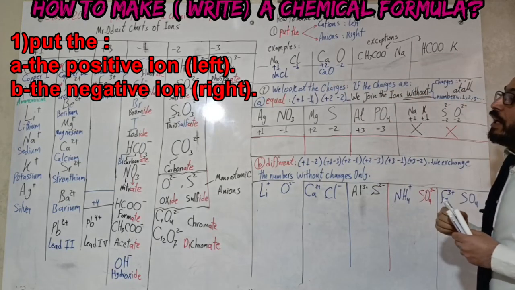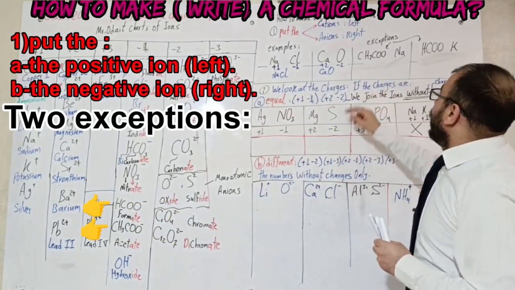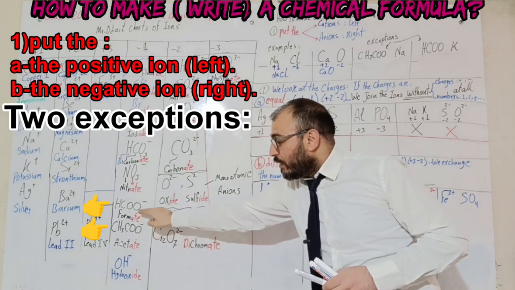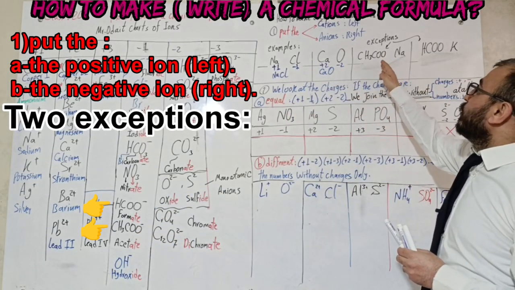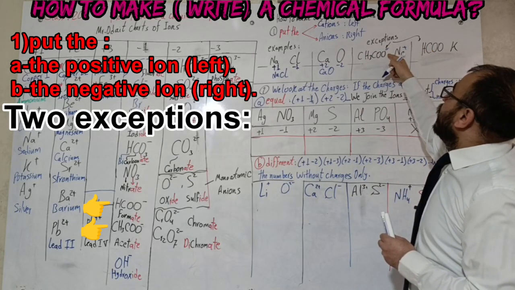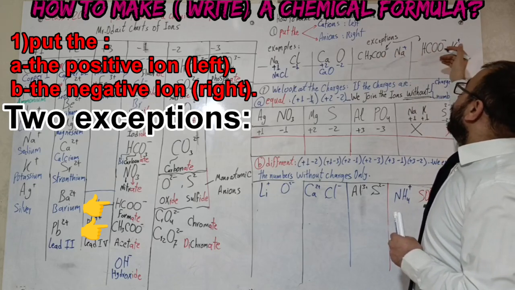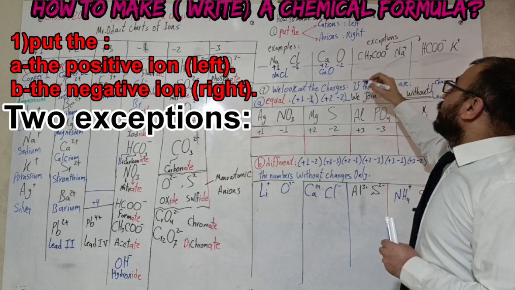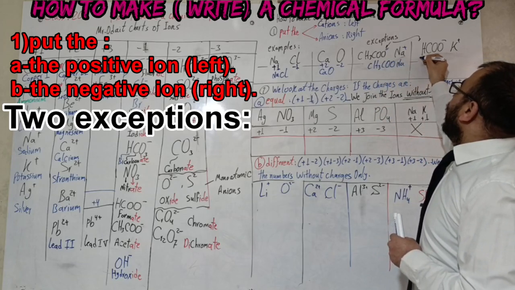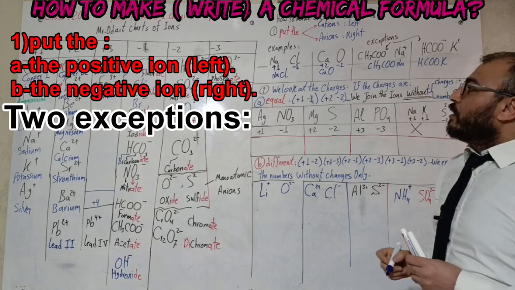And my friends, I have only 2 exceptions to this rule, which are the acetate and the formate. In their cases, I put the negative ion, acetate and formate, on the left, and the positive one on the right: CH3COONa, and HCOOK, which is potassium formate.